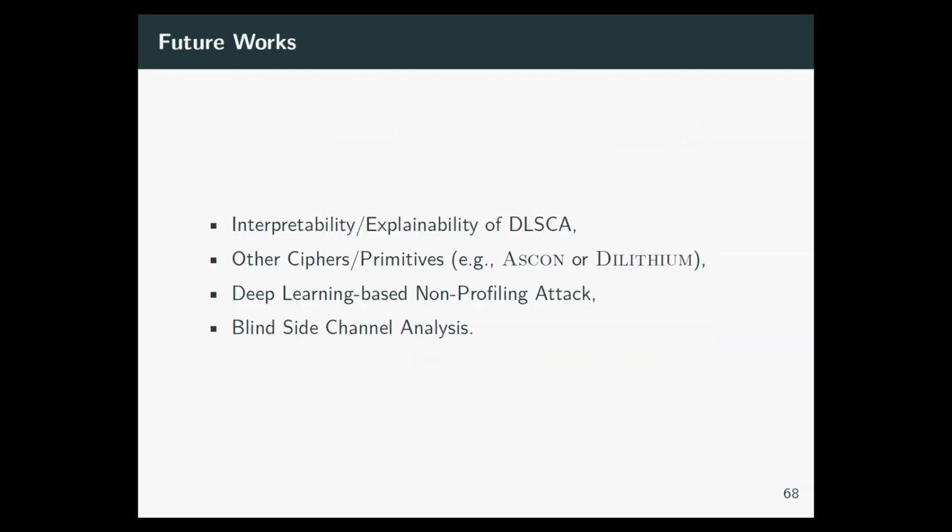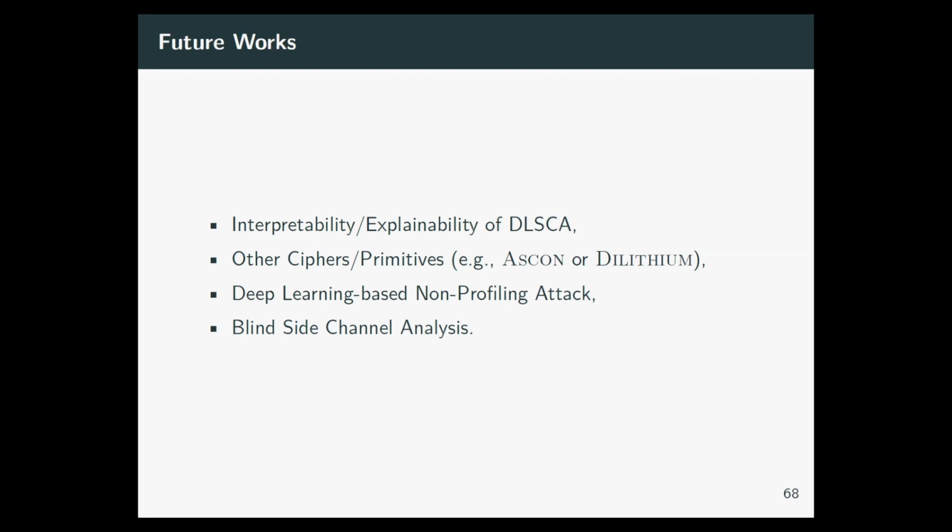Some of the future directions that one can look into: number one, interpretability and explainability of DLSCA. Although right now we can roughly know where the trace is looking at, we still do not understand what are the leakage functions it is exploiting. So that is still an open problem. Furthermore, our work actually only emphasizes on a block cipher called AES. There are many other ciphers and primitives like the lightweight cipher SCON, or the PQC, post-quantum cryptography ciphers like Dilithium or Kyber. It might not be so easy to tweak it to apply whatever we use here. Some work needs to be done.